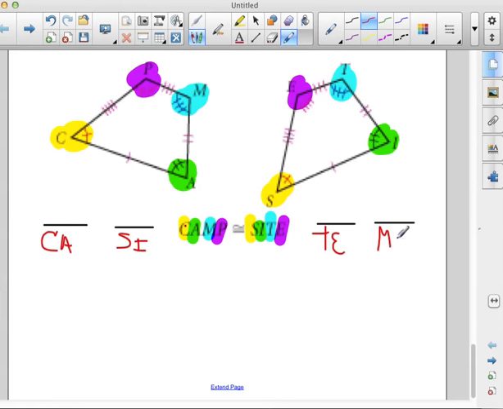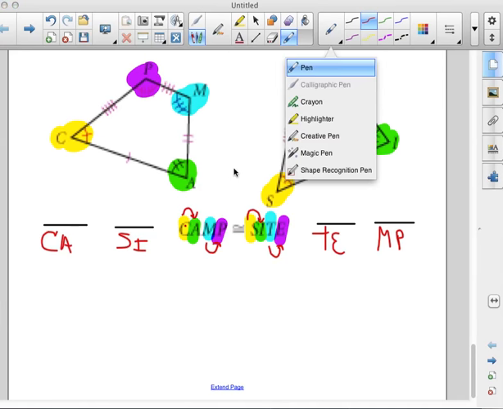Segment MP. Now, let's take a look at the name real quick. Notice here, I'm going from C to A here, and I'm going from S to I here. So when they're corresponding, I'm going the same order in the name. Over here, I'm going from T to E, T to E here. So now guess what? I'm going to go from M to P.